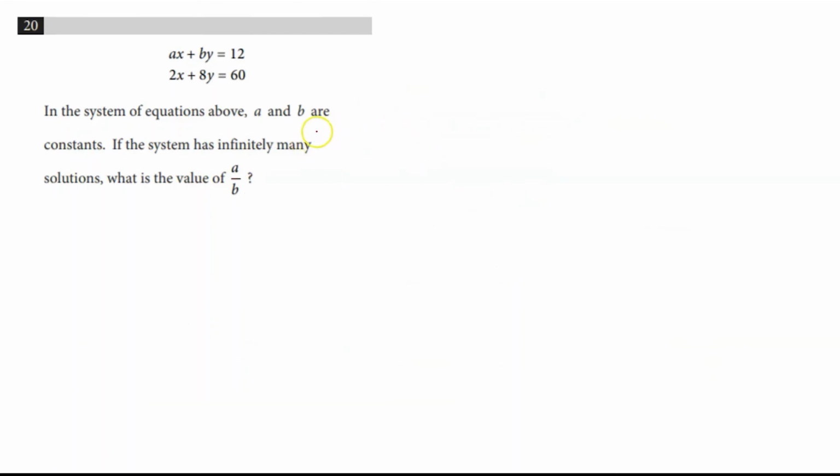Final question. We are given a system of equations where A and B are constants and not known. And we know that the system has infinitely many solutions, so we want to find the value of A over B. Okay, so obviously, if it has infinitely many solutions, the two lines never touch. That means they must be equivalent to each other. So ax plus by equals 12 must equal 2x plus 8y equals 60.